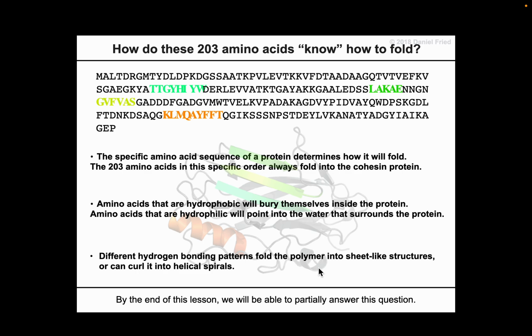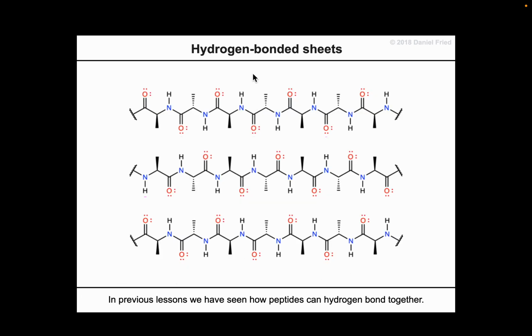Different hydrogen bonding patterns can result in sheet-like structures or can curl into helical spirals. Previously, we have seen how peptides can hydrogen bond together. So, this is known as a beta sheet, as you can clearly see. The O hydrogen bonds with the N on H.